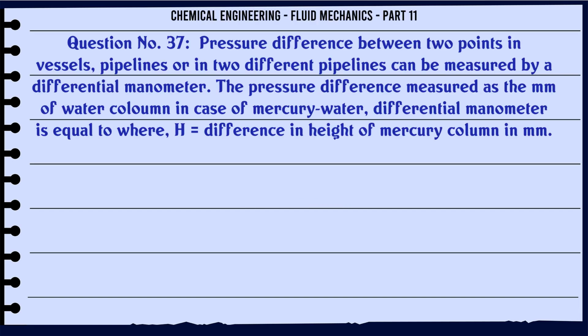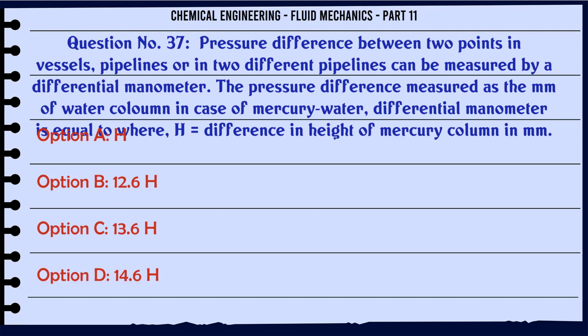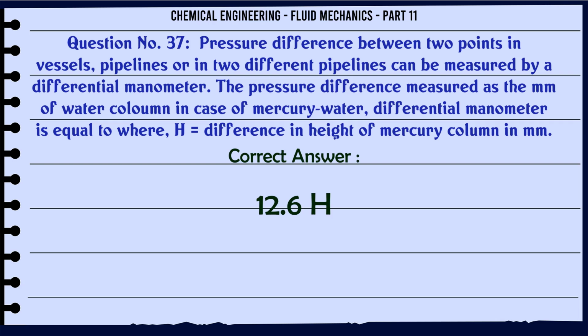Pressure difference between two points in vessels, pipelines, or in two different pipelines can be measured by a differential manometer. The pressure difference measured as the mm of water column in case of a mercury-water differential manometer is equal to, where h is the difference in height of mercury column in mm, A. h, B. 12.6 h, C. 13.6 h, D. 14.6 h. The correct answer is 12.6 h.